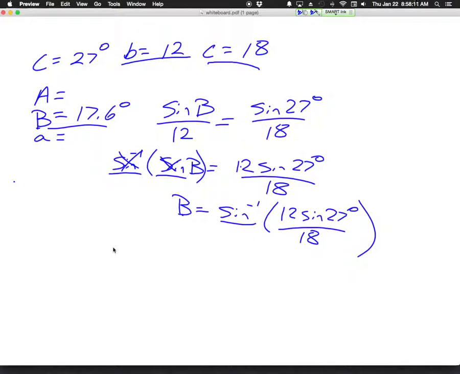So we'd have to change our calculator. When you're using law of sines and law of cosines, it's going to be in degrees.